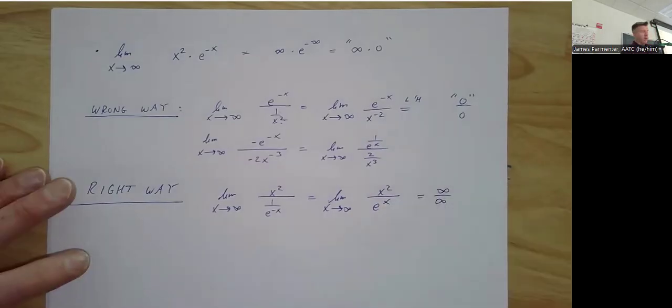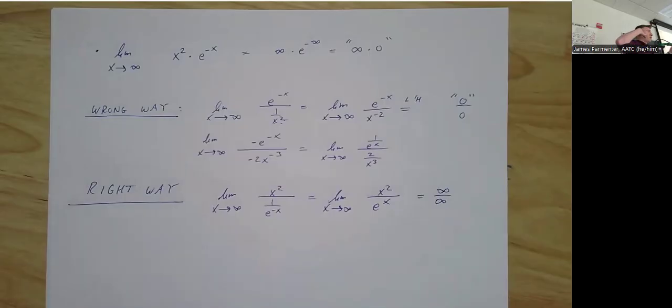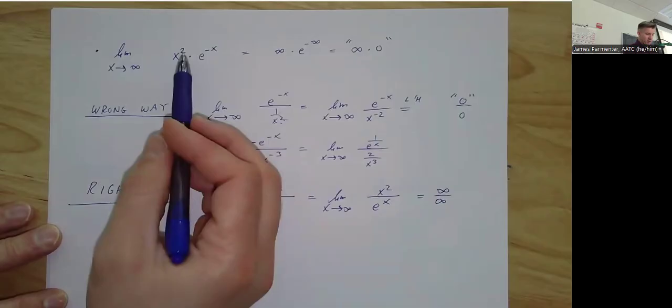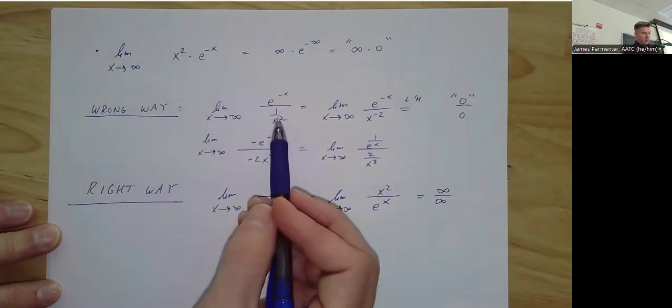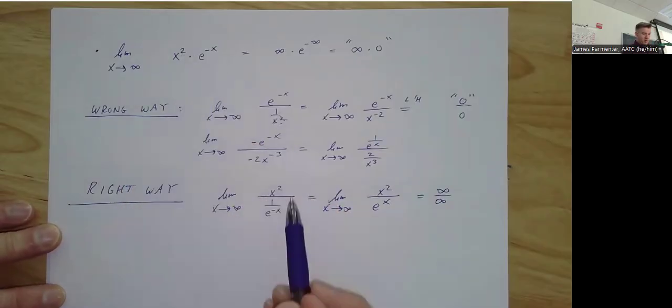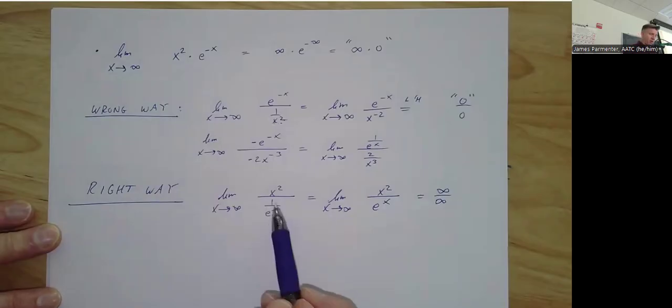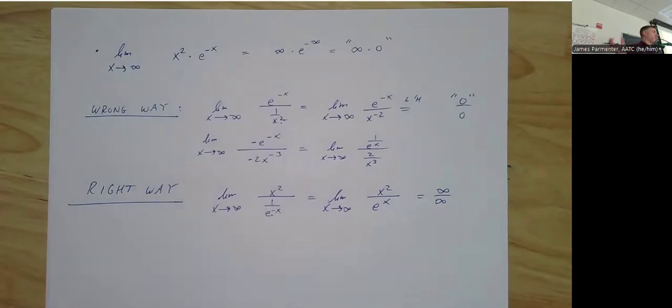It is worth noting that whichever way you do it, one way will give you a 0 over 0, and one way will give you some sort of infinity over some sort of infinity, right? Because when you bring the reciprocal of x squared to the bottom, you're getting a 1 over an infinity. When you bring the reciprocal of e to the negative x to the bottom, you're getting a 1 over a 0. And those are kind of opposite things.